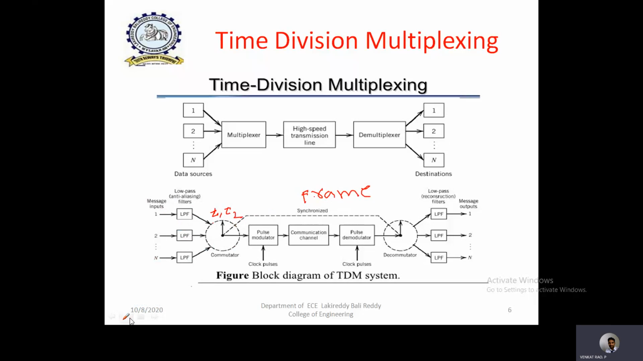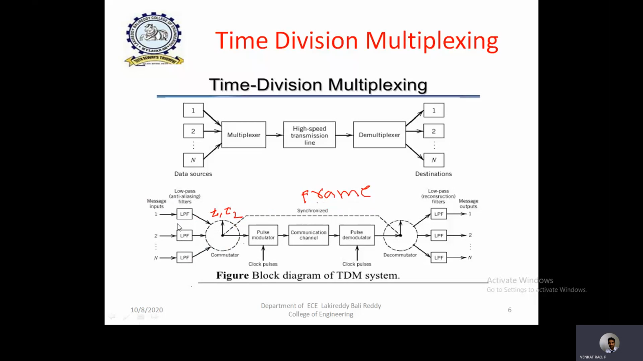Next, what happens? Since one cycle is completed, during the next cycle of the commutator, again T1 is selected, so the second sample of the first signal is transmitted. Again T2 is selected, so the second sample of the second signal is transmitted. T3, T4, and so on up to T10. So during this second rotation, frame 1 is completed and frame 2 is transmitted. In frame 2, all the second samples of the signals are transmitted.